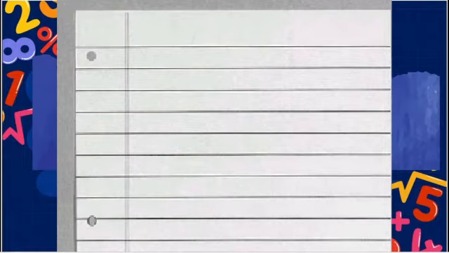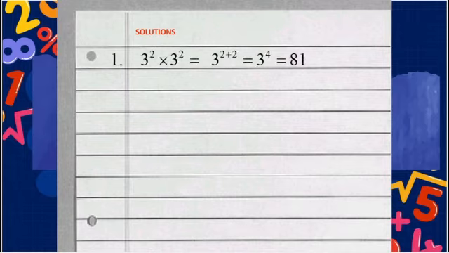Let's have examples here. Let's say for example, we have number 1, we have 3 squared times 3 squared. This is equivalent, since parehas ang base nila, ikokopyahin lang natin yung 3, and then i-add natin yung exponent, so that is 2 plus 2. So that is equivalent to 3 to the 4th power, which is equal to 81.